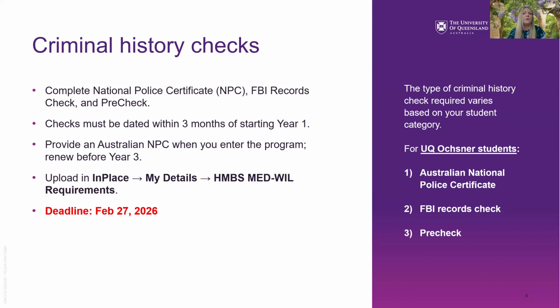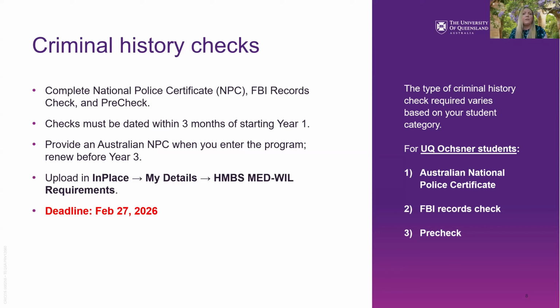The first is a National Police Certificate, and the easiest way to complete this is through the Australian Federal Police website, which again, we link you to via our website. The second is a pre-check. This is essentially a student background screening check. And the third is an FBI records check.